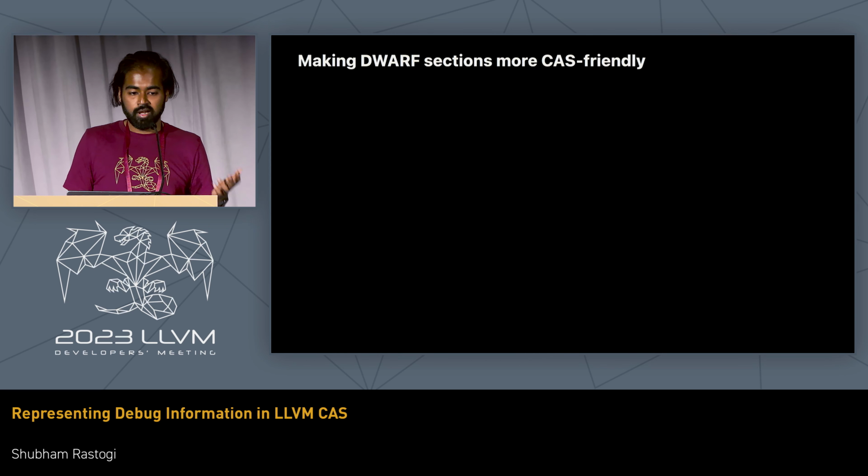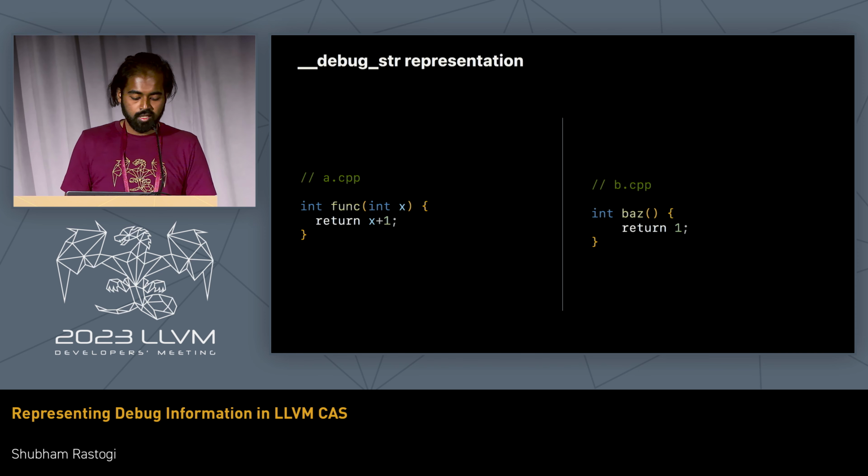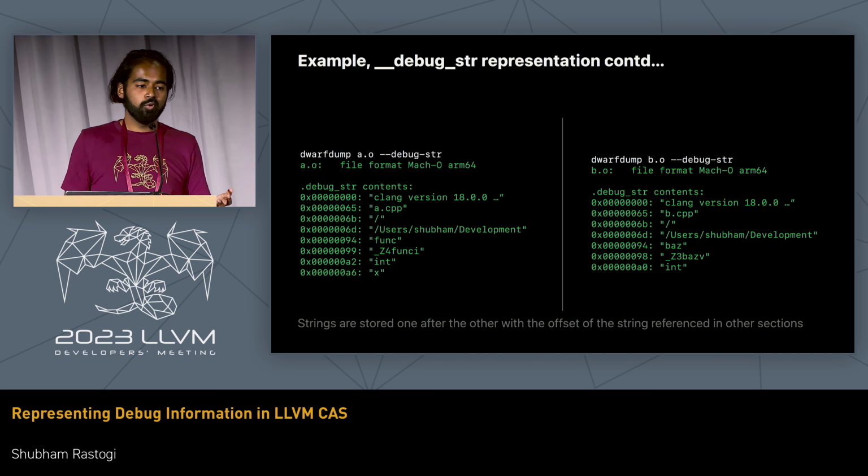Now that we've understood a little about the problem space, we can discuss how to make DWARF debug info more CAS friendly, because we want to use the CAS paradigm to reduce debug info size. So let's look at the debug string section first. Here's a simple example. Here we have two CPP files, a.cpp and b.cpp. They both have one function in them, nothing too complicated here. When we compile both CPP files down to their object files with debug information and dump out the debug string section using a tool like dwarfdump, we will see something like this.